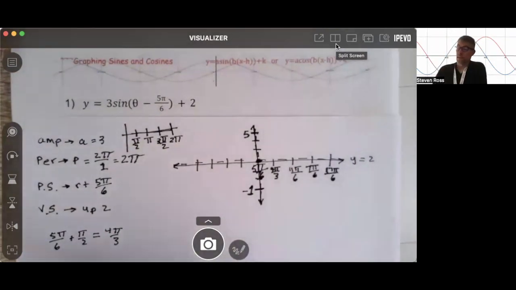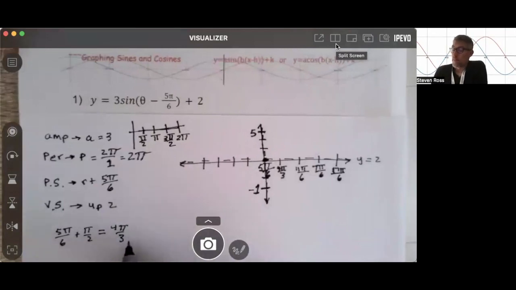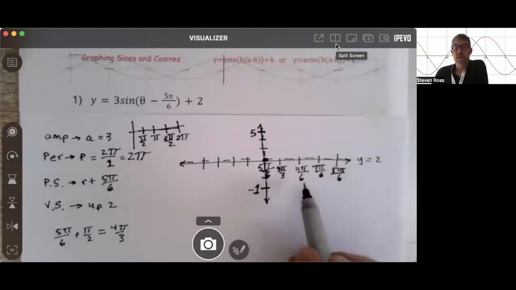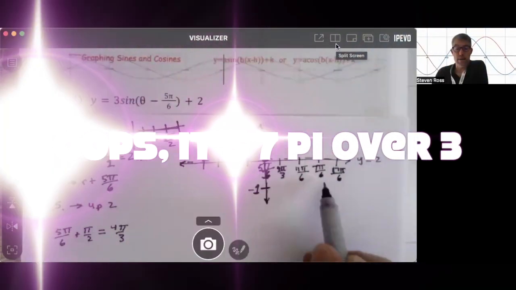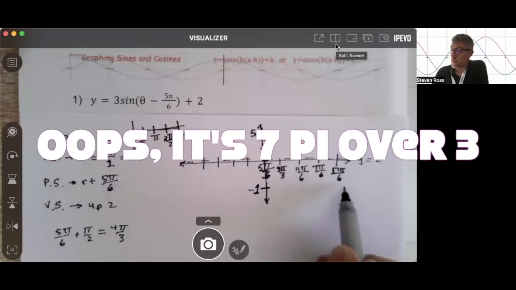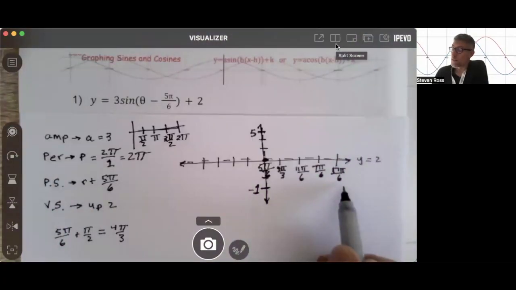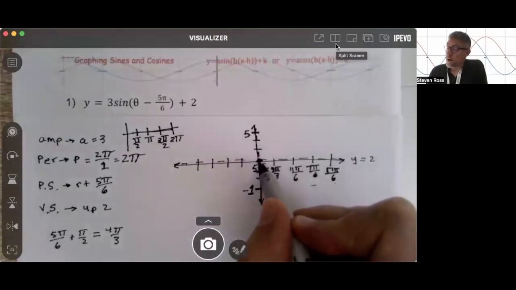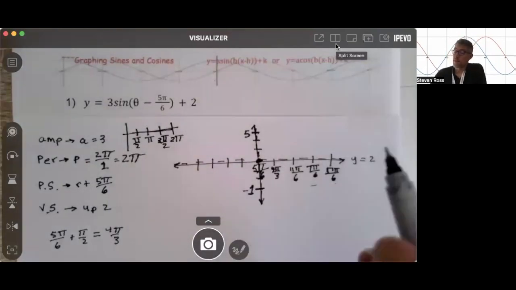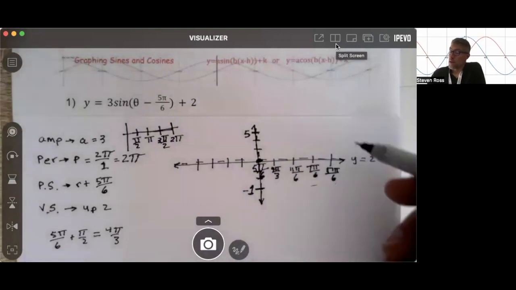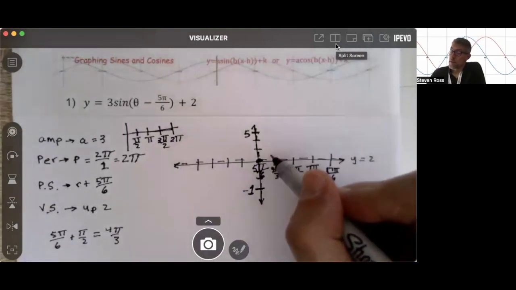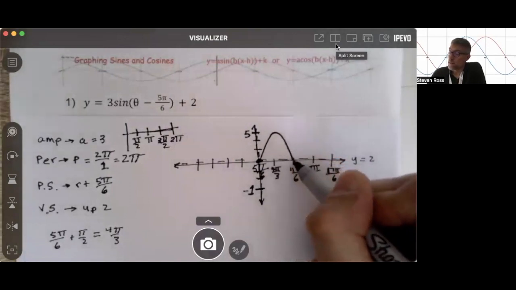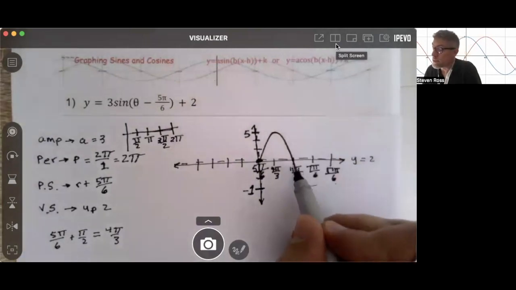Okay, so adding a pi over 2 each time is going to give us hash marks of 4 pi over 3, 11 pi over 6, 7 pi over 6, and 17 pi over 6. Okay, so I know that we're going to start here at 5 pi over 6. And so I'm going to start and go up to a maximum and go back down through at 11 pi over 6.